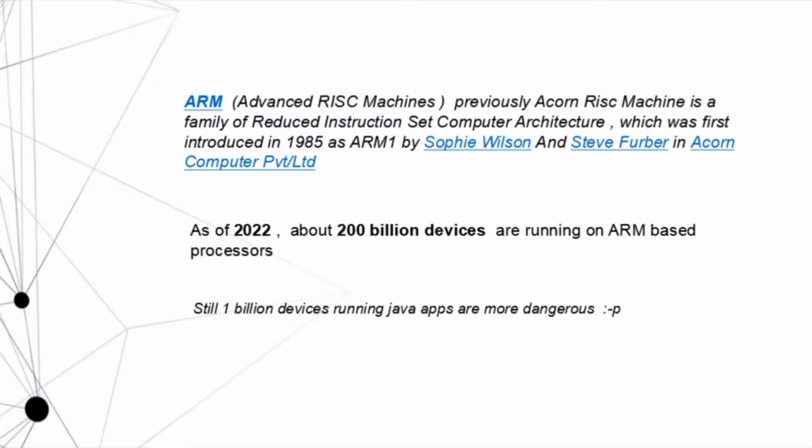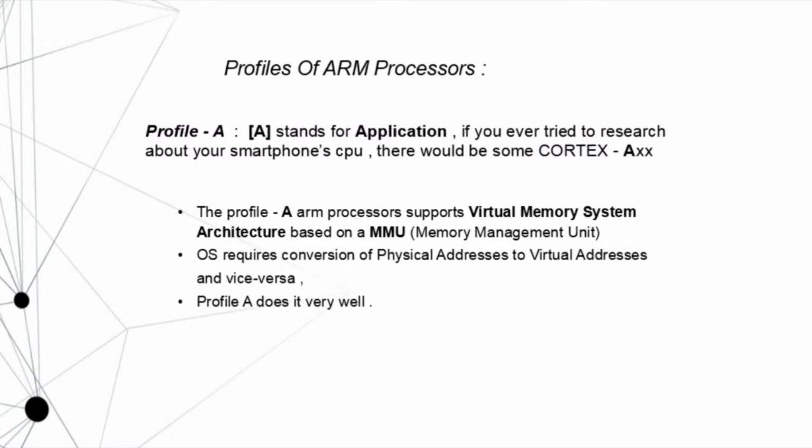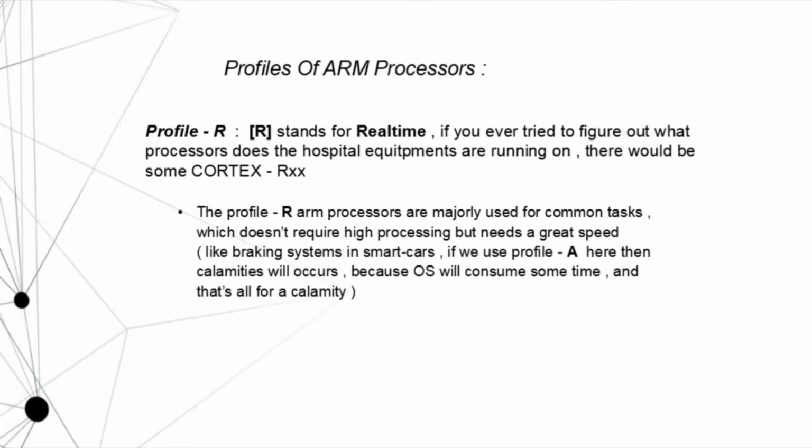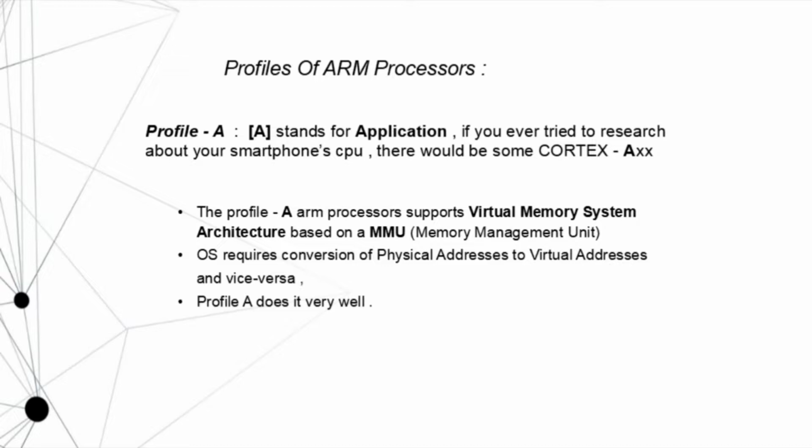So what are all these profiles? There are three profiles: profile A, profile R, and profile M. Talking about profile A, here A stands for application. If you have ever searched for the processor used in your Android or iOS devices, you may come to an end result like Cortex A53 processor, Cortex A32, Cortex A72. Here the prefix Cortex A signifies the profile of the ARM processor used in your device. The alphabet A signifies that the processor used in your device is an application profile of ARM processor.